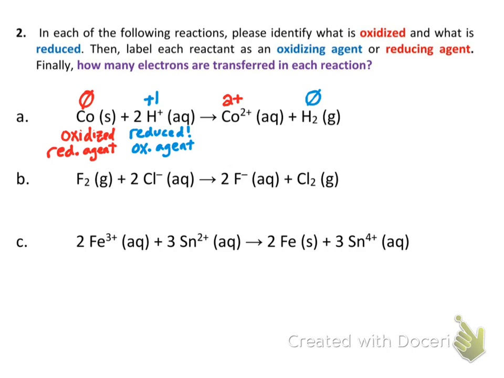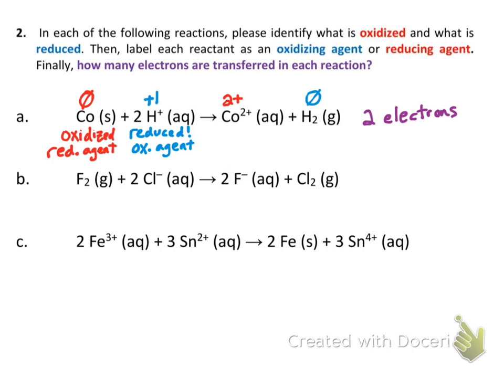Finally, we have to address how many electrons are transferred in this reaction. And to do this, we can either hone in on what's being reduced or what's being oxidized. These are all balanced reactions, so there's no need for us to worry about looking at the half reactions here. So I'm just going to look at the cobalt because the cobalt only has one atom of it, so it's going to be pretty easy to figure out how many electrons came from it. One single cobalt went from 0 to 2 plus.